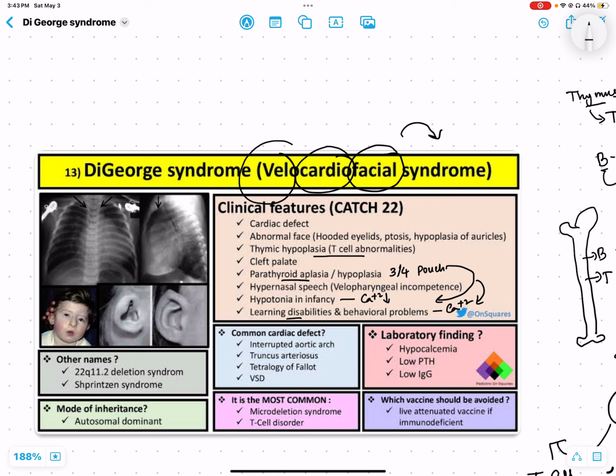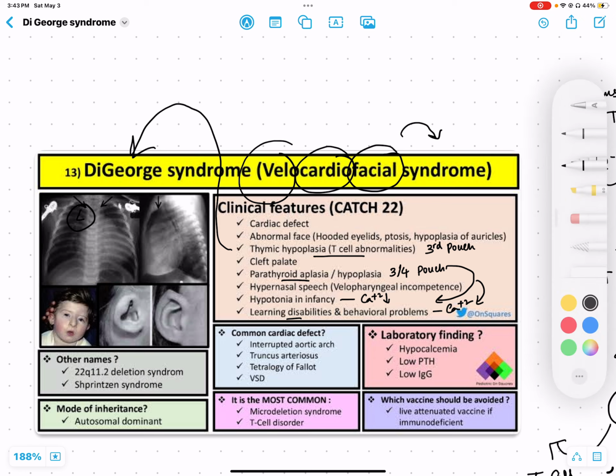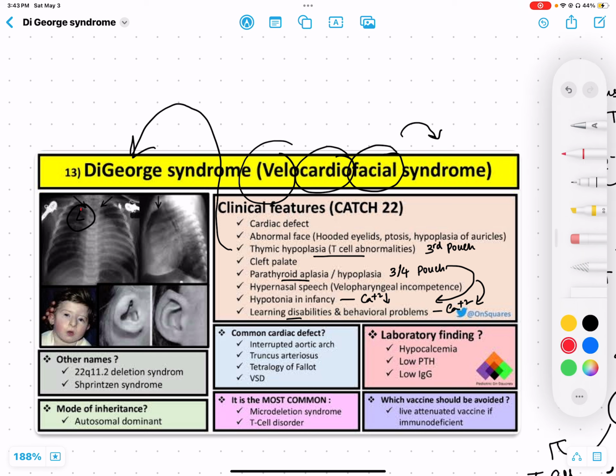And you can see here the thymus is also absent, and this is the very reason. This is because of the third pouch being absent, and that results in a characteristic X-ray finding, which is absence of the sail sign. Normally the sail sign is presented like this. Because it is absent here, it denotes that the thymus is hypoplastic.